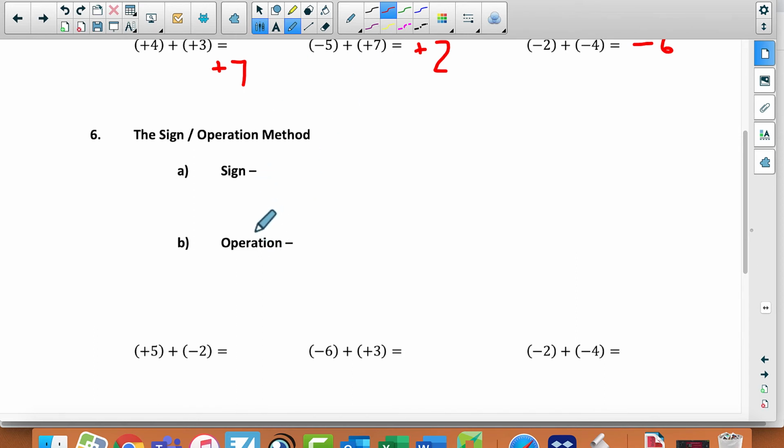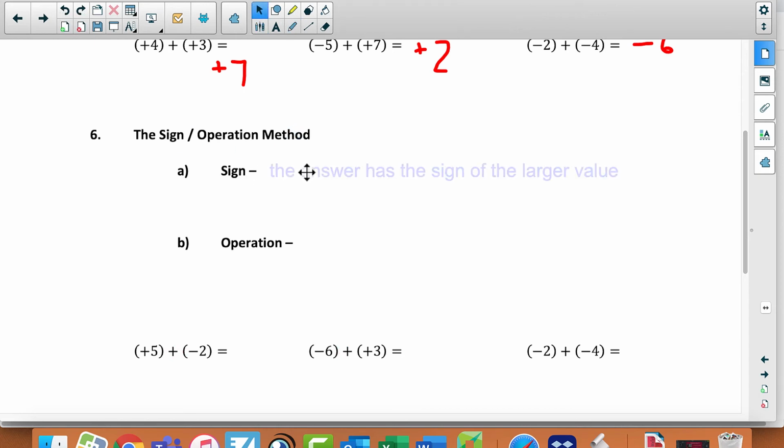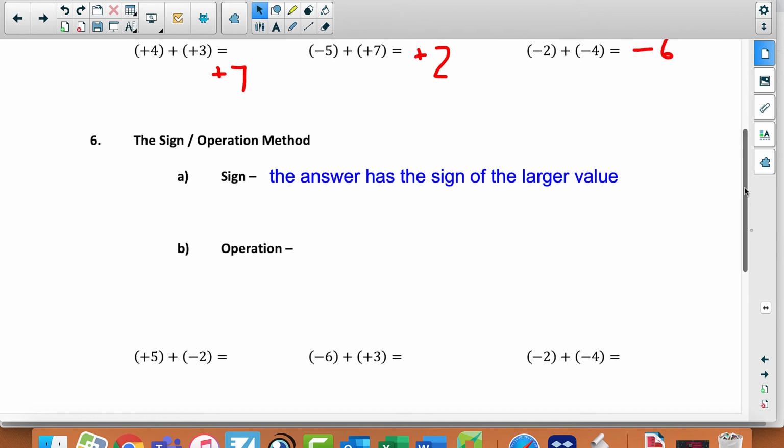Now, I know that's a bizarre question because I'm adding here and I'm adding here and I'm adding here. You might be like, what are you talking about, Mr. Waj? You're always adding. Well, kind of. Let's see what I mean. So, first of all, to figure out the sign, the answer is going to have the sign of the larger value. And we already kind of did that.